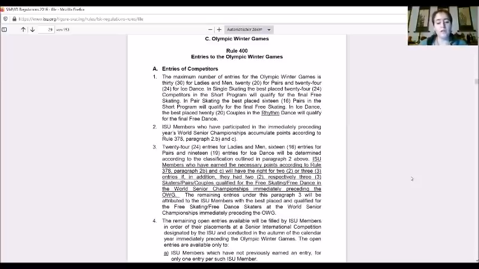So first of all, how do we determine the number of spots? There are 30 spots in singles. Now it's 19 in pairs and 23 in ice dance. And 24 of the single spots are given out at the pre-Olympic World Championships, 16 for the pairs and 19 for the ice dance. The rest is determined at a qualifying competition.